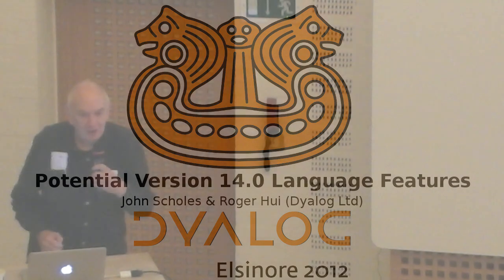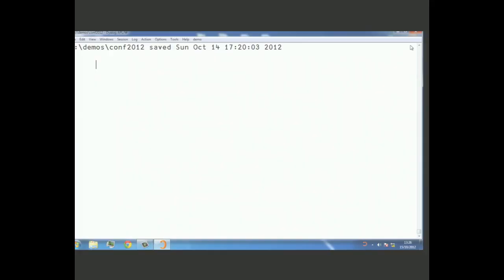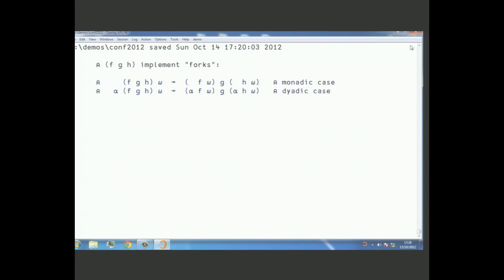All right. I'm going to show you the refinement of some of the ideas we've been showing you for a while, as they now are likely to look in actually in version 14. So the first thing is I've shown you that FGH implements forks, and a lot of you have already seen this stuff. I'll show you a couple of examples.